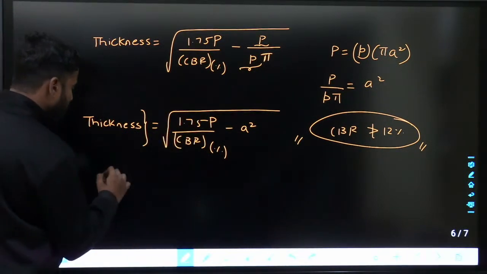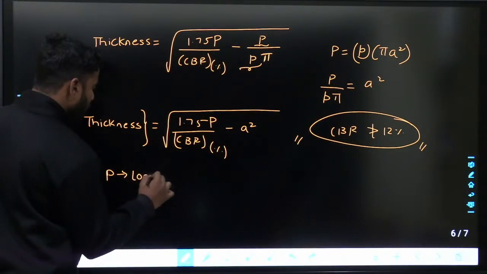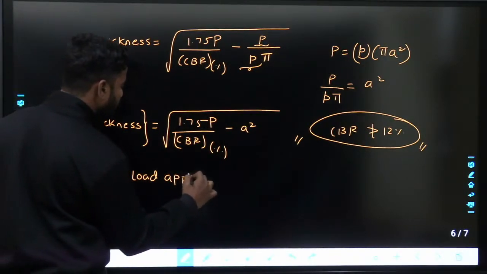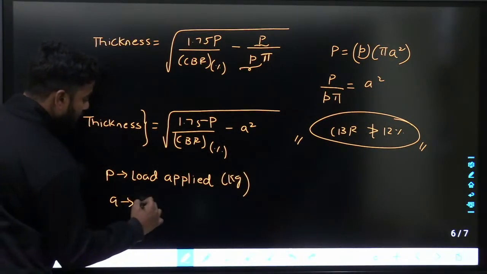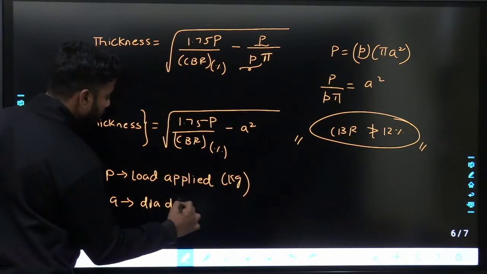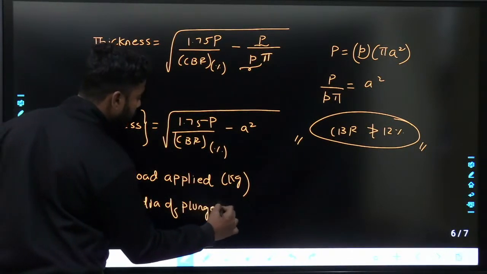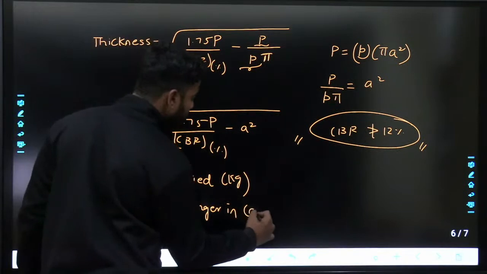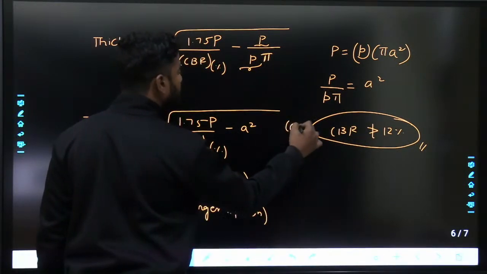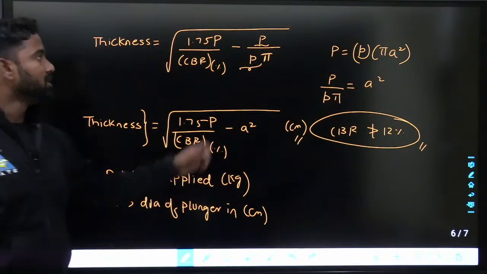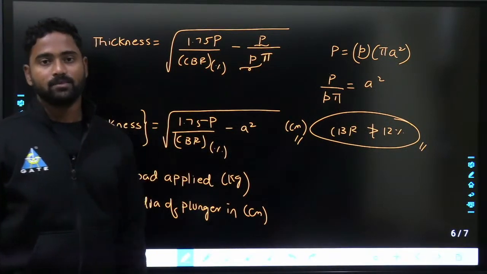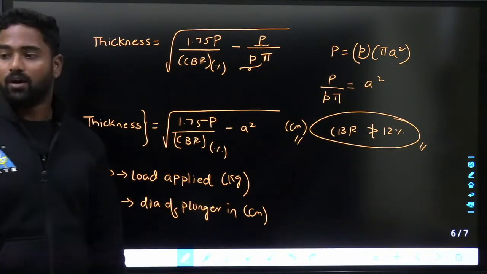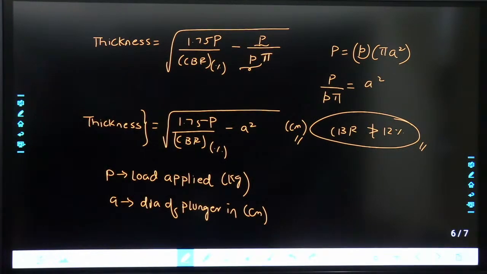P is the load carrying capacity of the soil, or I can also say load applied. You can take it in kgs, and A is the diameter of the plunger in centimeters. Finally, you will get thickness in centimeters only. This is the load applied upon the stress that is developed. Simple. Fine. Any doubts in this? No doubts?